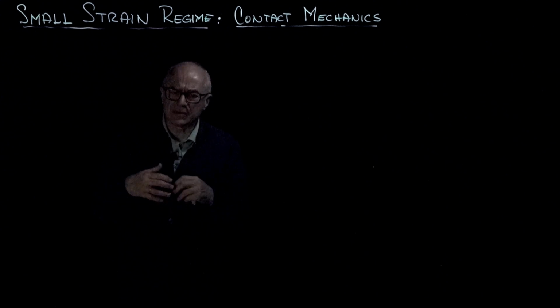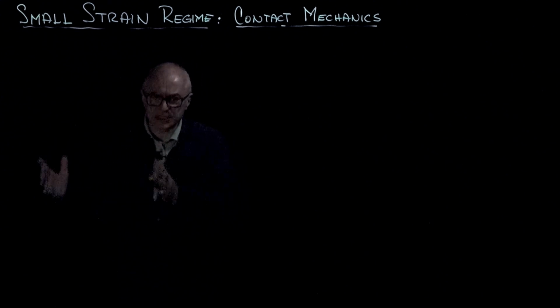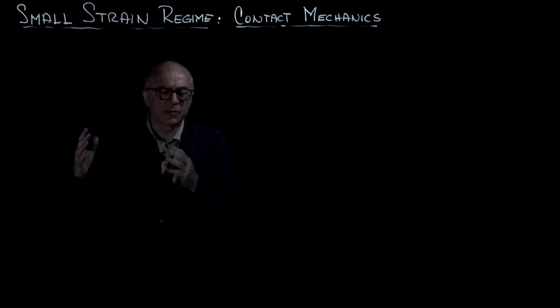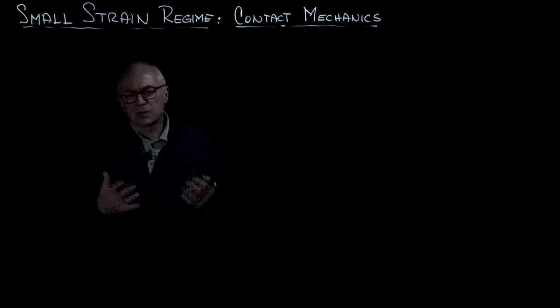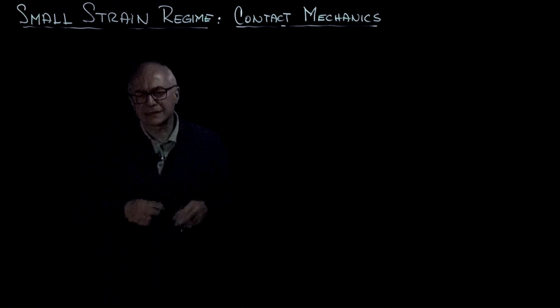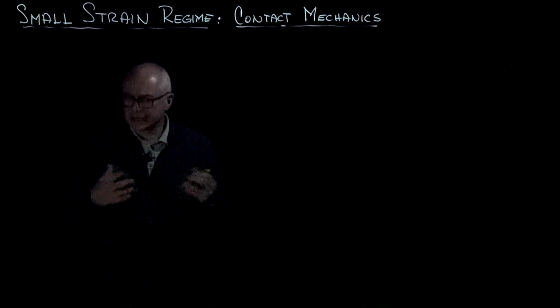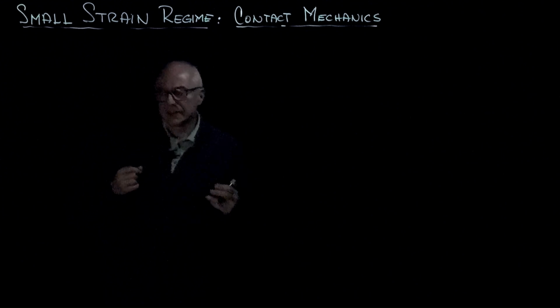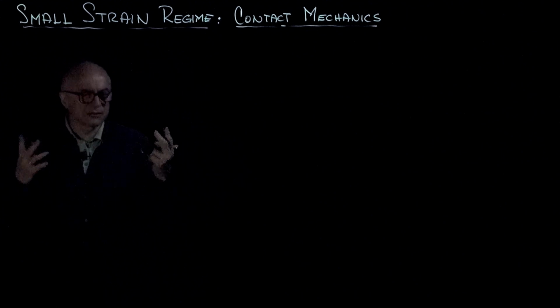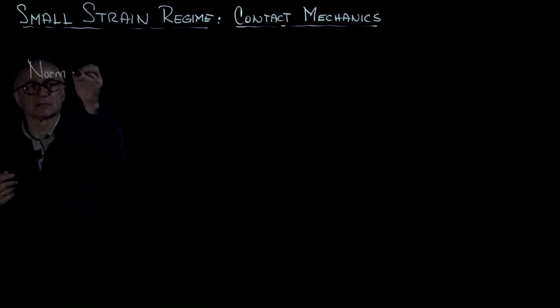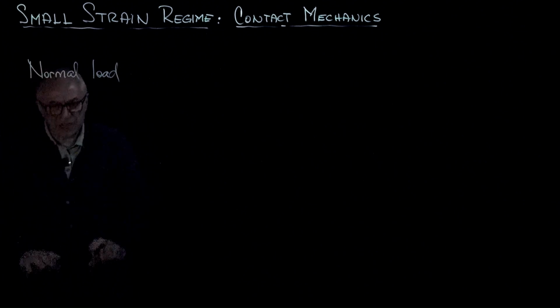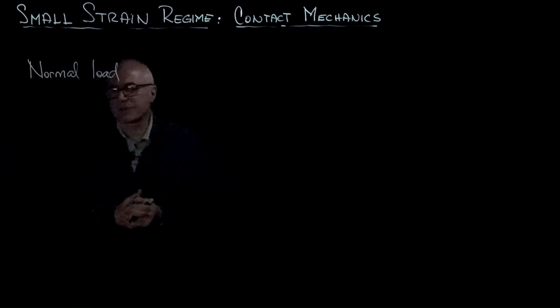And so, in this small strain regime, contact mechanics will determine stiffness. And so we have to wonder what are the different contact processes that we can identify. And so we're going to organize this in two groups. First of all, when we apply a normal load, and then we're going to reach the case where we apply a shear load.